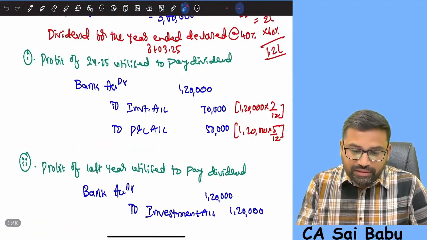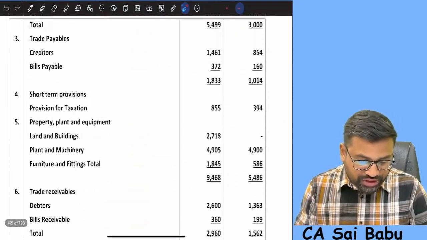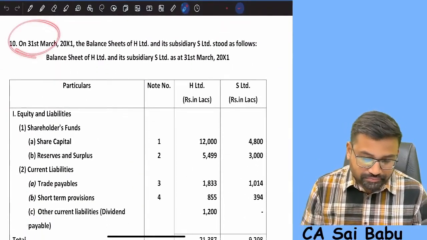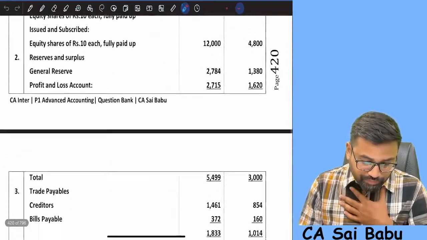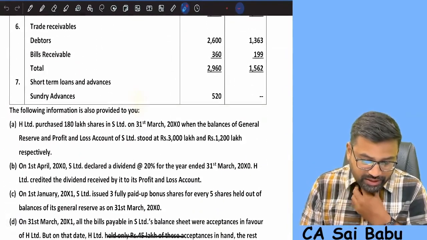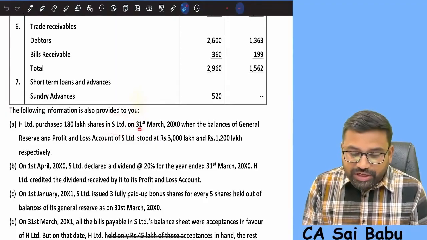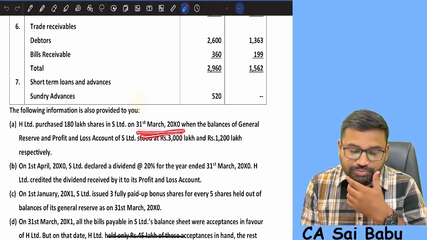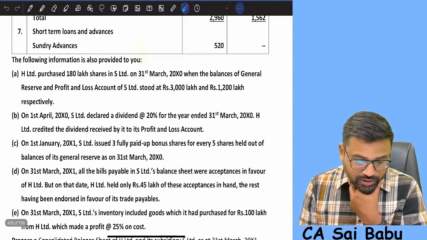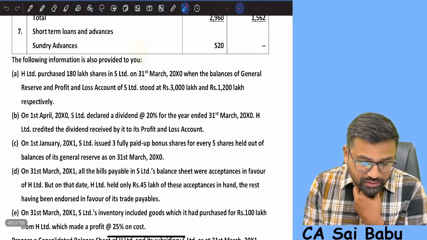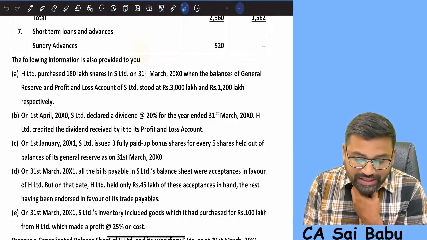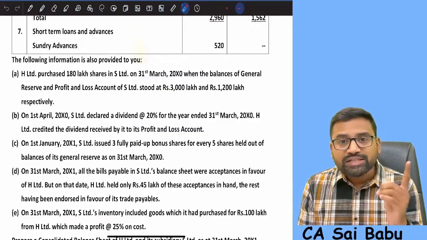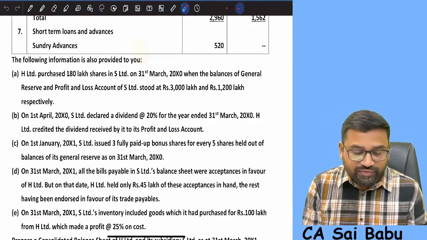Okay, very simple. Now see this question, sir. Question number 10, sir. Now in this case, parent company H Limited acquired subsidiary company S Limited on 31st March 2010. Sorry, the date of acquisition is 31st March 2010. Now if you observe point B, on 1st April 2010, S Limited declared a dividend at 20% for the year ending 31st March 2010. The dividend relating to the last year is declared on 1st April 2010, sir.